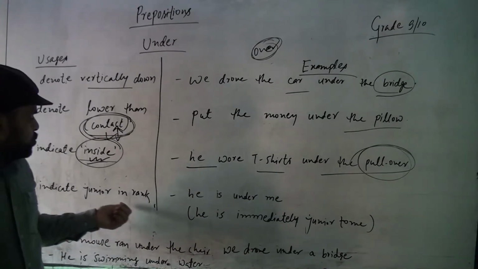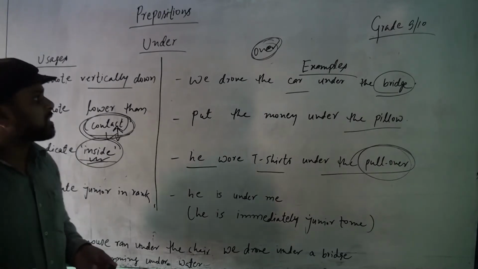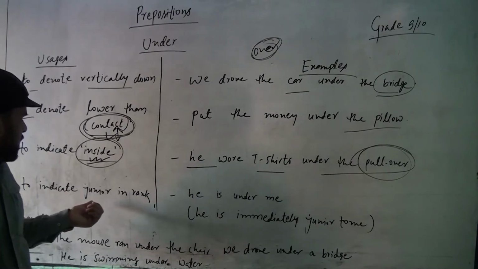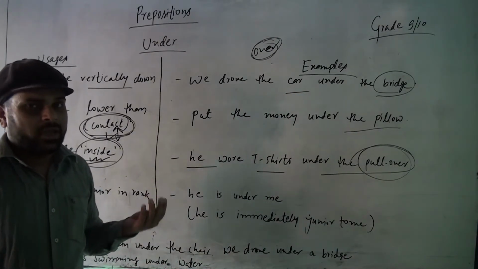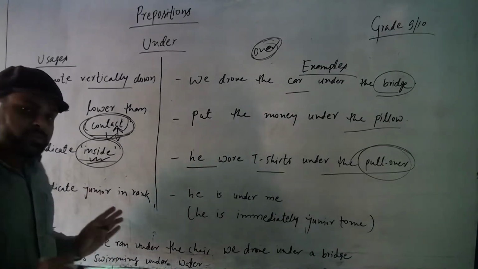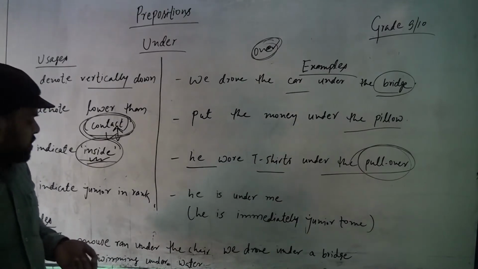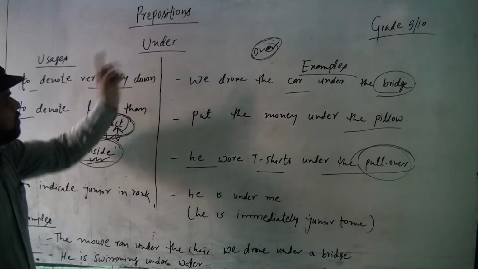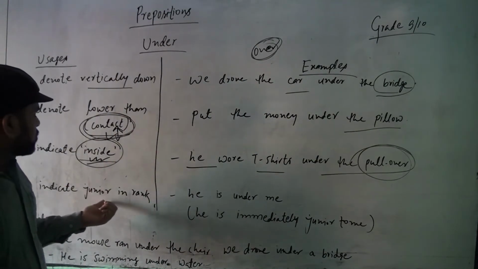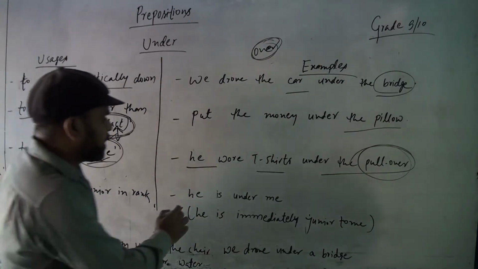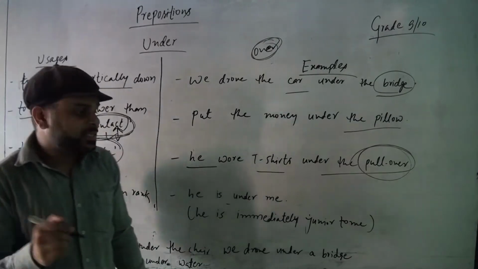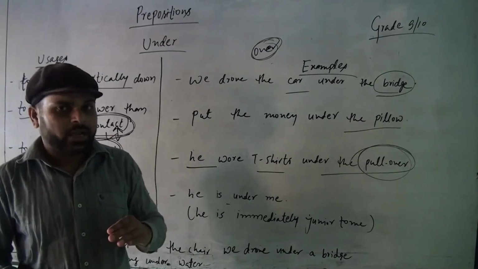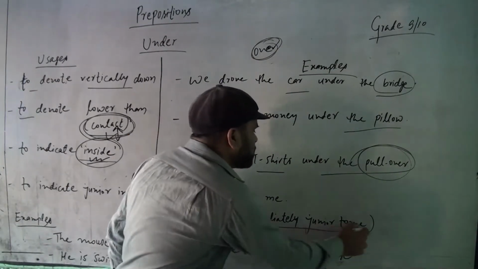Next, to indicate junior in rank. In last class, we talked about over, and the same thing I told you, to indicate senior in rank, in officer, army, whatever, in position. So, we talked about senior in our over class, and now we are talking about junior in rank in under. So, he is under me. It means it is talking about the ranking. Someone is junior to me in rank. He is immediately junior to me.